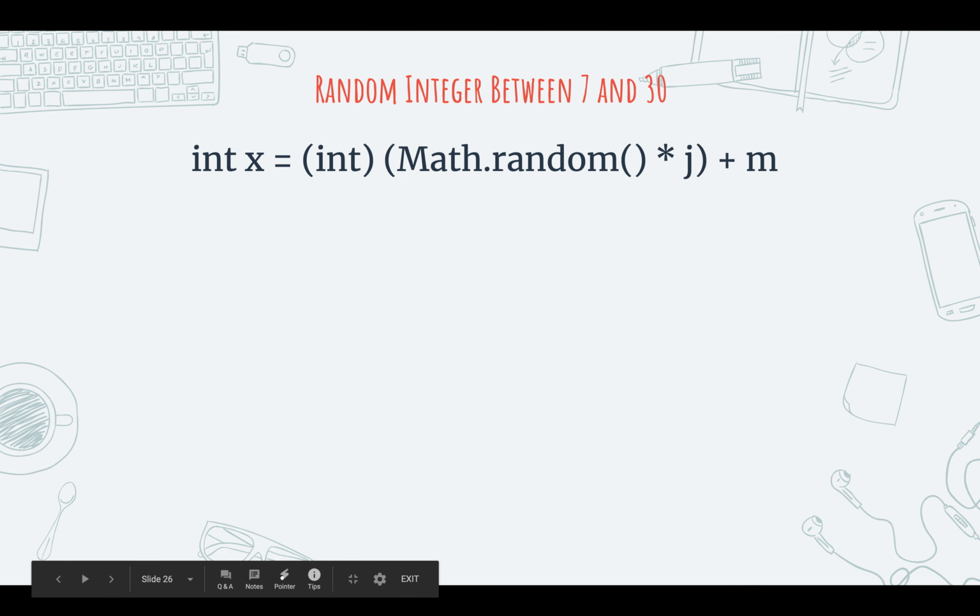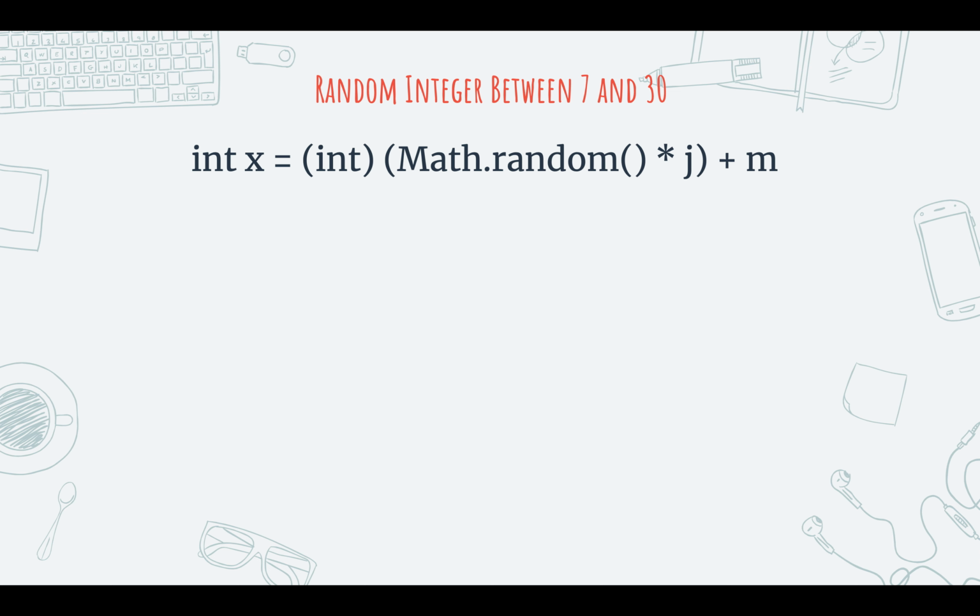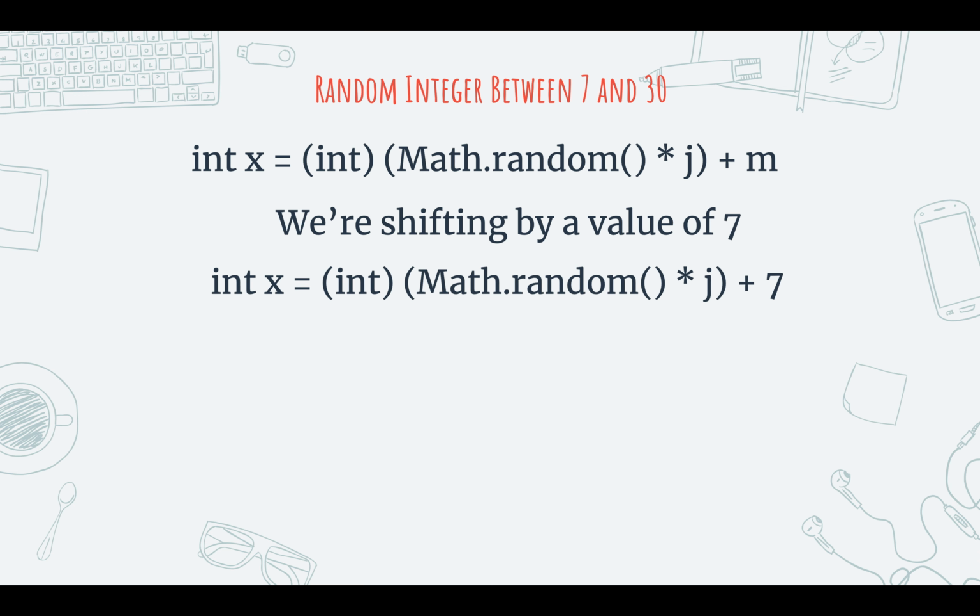So we're given the task of finding a random integer between 7 and 30. That is going to be our range. We have integer x equal to (int)(Math.random() * J + M). We already know that we're shifting by a value of 7. So we replace M with 7, because if Math.random returns 0, this entire thing becomes 0, and we don't want 0 to be the minimum value, so we add 7. 0 plus 7 is equal to 7.